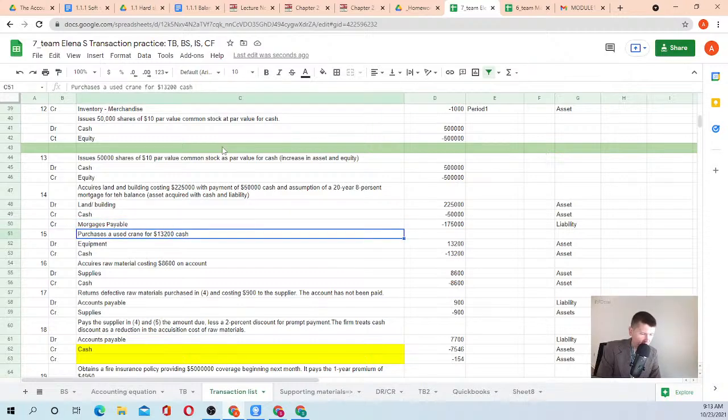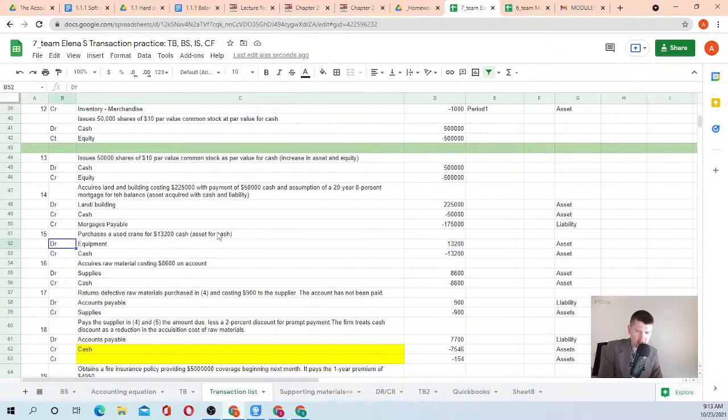Task number 3. Purchased a used crane for 13,200 cash. What do we have here? Asset for cash, which is also an asset. So we got a new asset, which should be debit because a new asset has increased in value, and we spent cash for it, which is a credit because cash is an asset and it decreased in value.